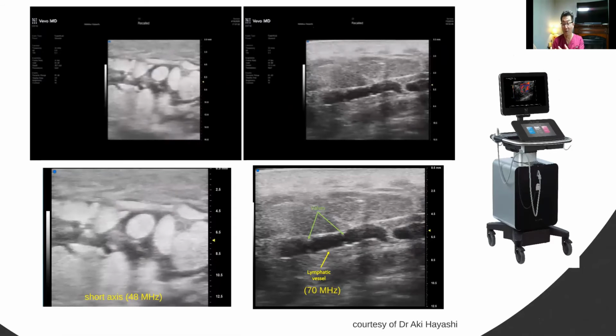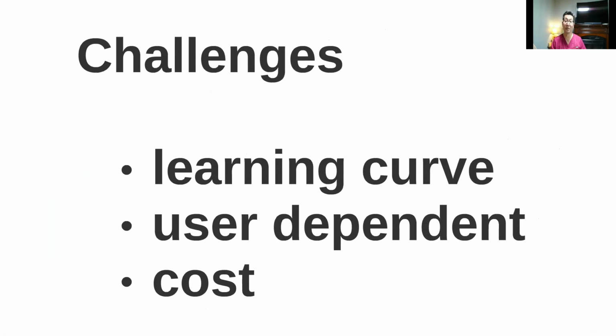The higher the frequency goes, you could see that you're even able to look at the lymphatic valves, as you can see here in this ultra high frequency mode. So using this kind of ultra high frequency ultrasound will give you much more enhanced imaging if you have the luxury to buy it.